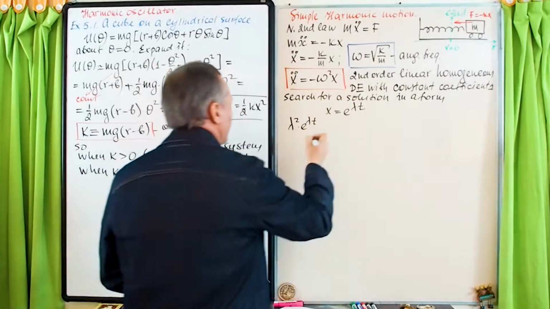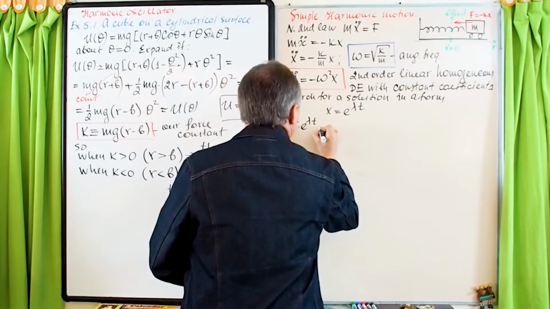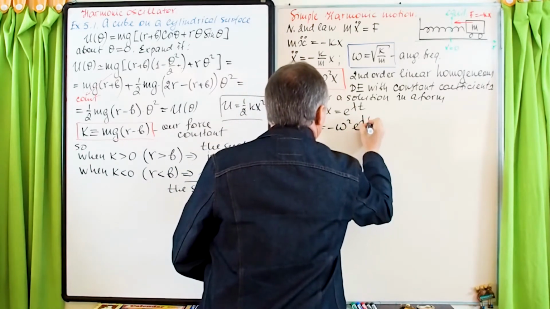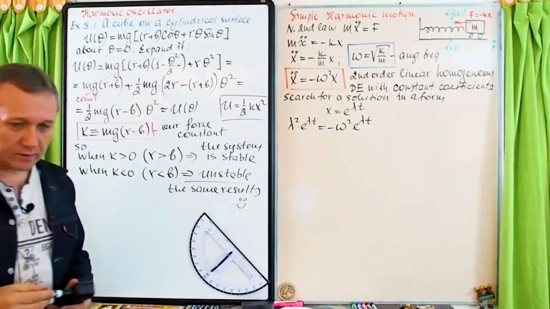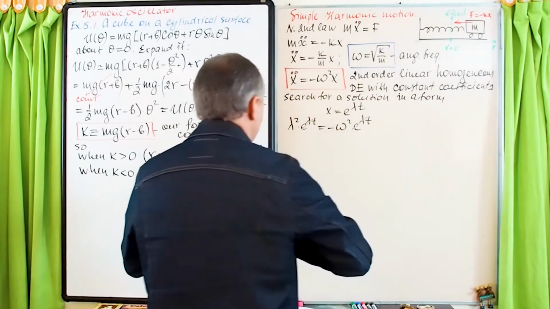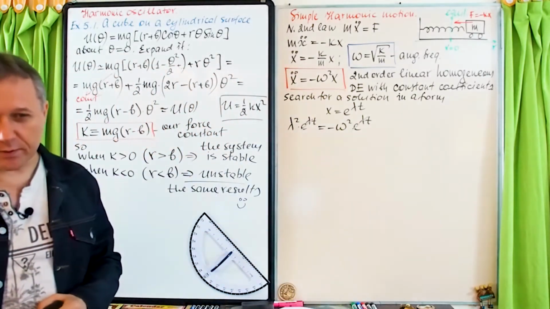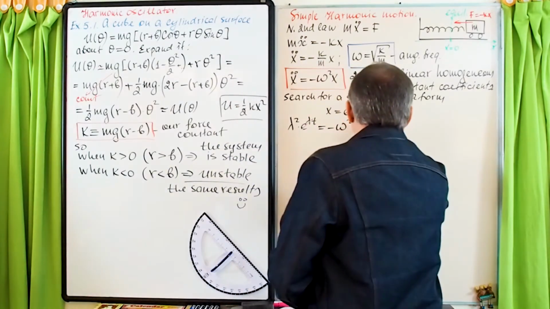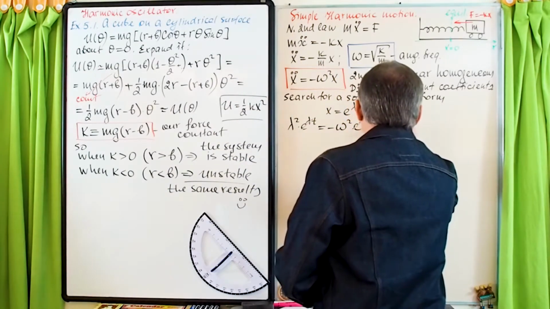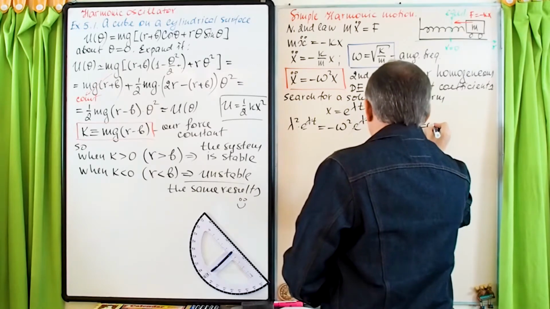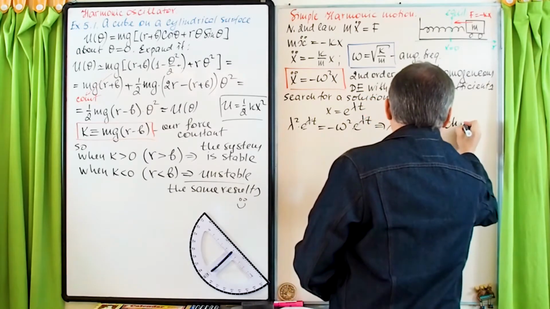Let me move to this side. So minus omega squared e to the power of lambda t. The exponential function gets cancelled, and as a result, we get what is called the characteristic equation. Probably I will move everything to the same side: lambda squared plus omega squared equals 0. So it's a characteristic equation.